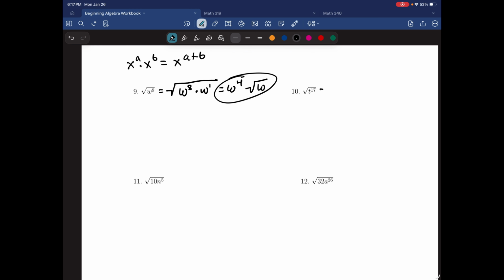So, using the same rule that we did in example 9, I'm going to go ahead and pull apart the powers of t to the 17th. So I'm going to do, say, t to the 16th times t, right? Because 16 plus 1 is 17, what we started with. And now I'm going to ask myself, okay, now that 16 is an even power, what is 16 divided by 2? Well, that's 8. So we're going to get t to the 8th power times the square root of t.